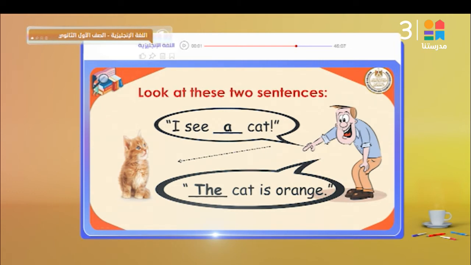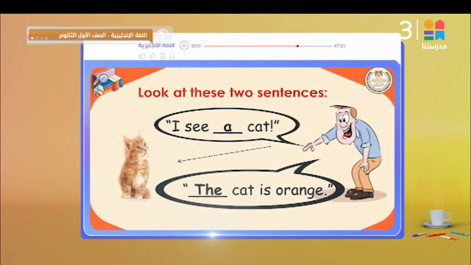Look at this picture. I can see a cat. The cat is orange. Why do you think the first time we mentioned the cat, we said a cat? And why the second sentence we said the cat? What is the difference between using a in front of cat in the first sentence and the in front of cat in the second sentence?